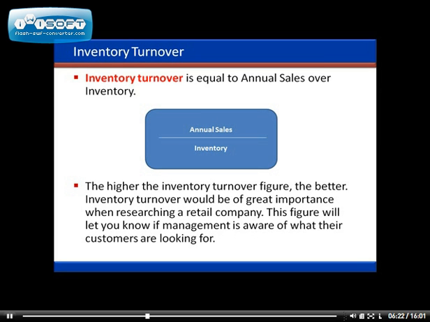Okay, so now we're going to look at inventory turnover. Inventory turnover is equal to annual sales over inventory. And you get the annual sales figure from the income statement, and you would get the inventory from the balance sheet because inventory is an asset. And the higher the inventory turnover figure, the better. And inventory turnover would be of great importance if you are researching a company that is involved in retail. And this figure will let you know if management is aware of what their customers are looking for.